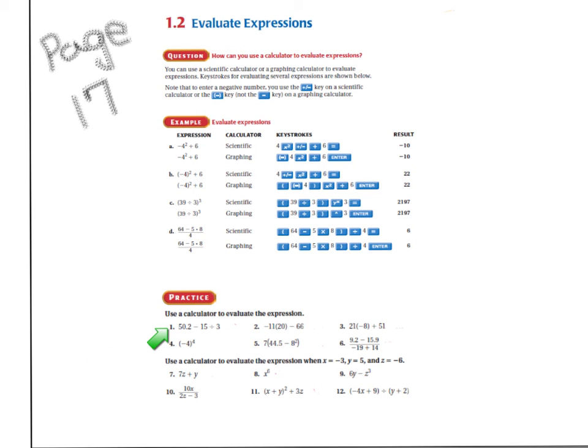Again, people like this, or problems like this, if you put those in wrong, you're going to get the wrong answer. And it happens all the time, trust me, that I see kids not being able to use their calculator correctly.